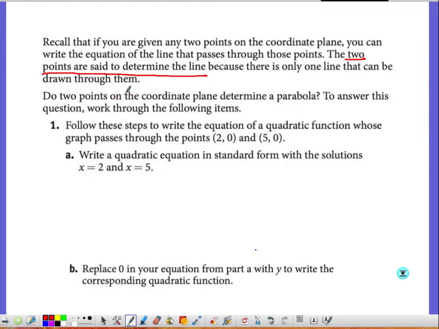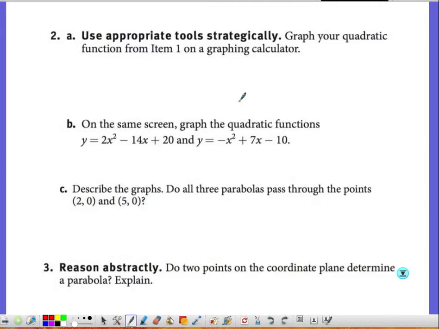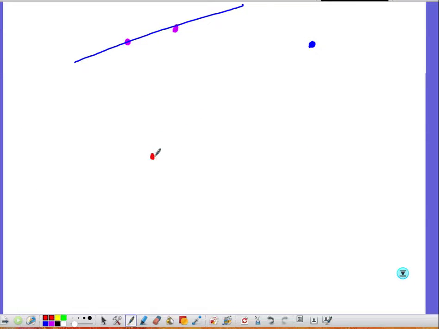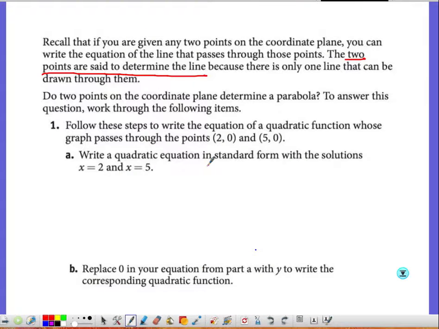Do 2 points on the coordinate plane determine a parabola? To answer this question, work through the following items. So what that is asking is, let's say we are given 2 points. Is there just one parabola that is able to go through those 2 points? Well, let's answer that question.